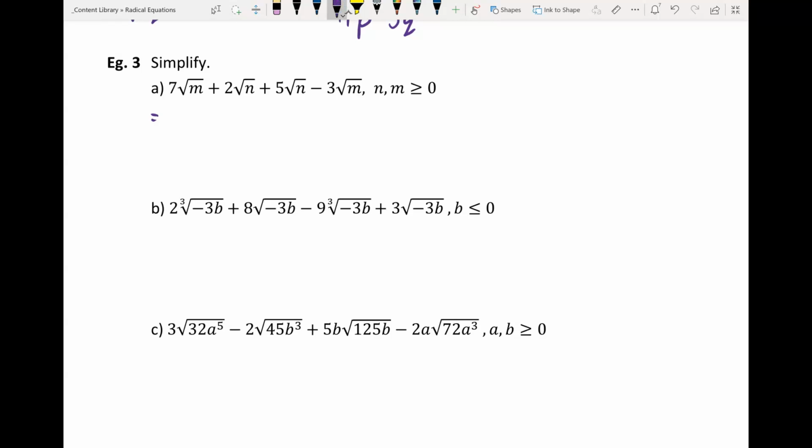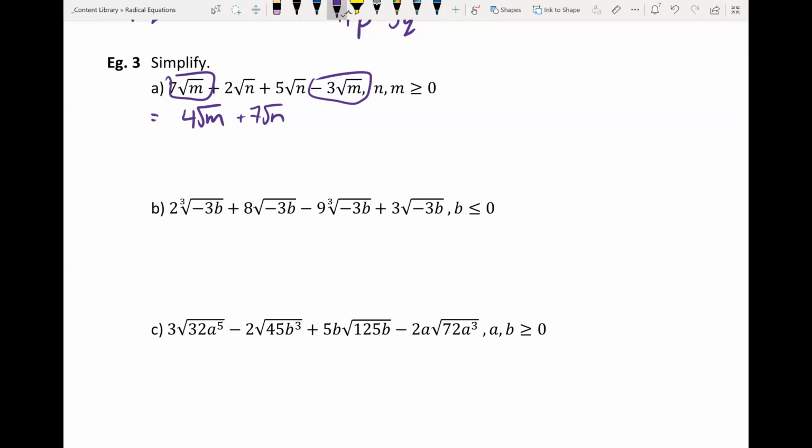So we have 7 root m plus 2 root n plus 5 root n minus 3 root m. These two are like terms because they share root m, so 7 minus 3 is 4. And then we have 2 root n plus 5 root n, which is 7 root n.